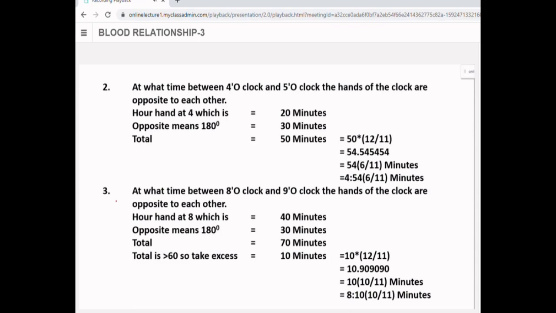Is it going into your head or not? If the total is below 60, then take that same. If the total is above 60, subtract 60 and take the excess, that is, take only minutes. 70 means 1 hour 10 minutes. If it is 80, that means 1 hour 20 minutes, and we'll take only 20, the excess over 60. So at 8 hours and 10 and 10 upon 11 minutes, the hands will be exactly 180 degrees, opposite of each other.